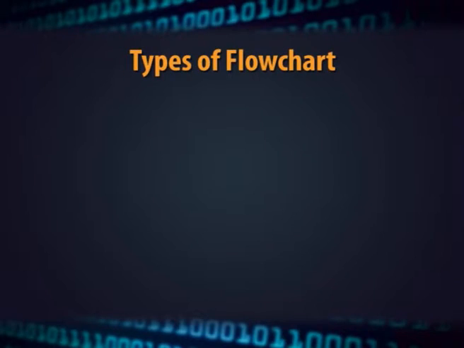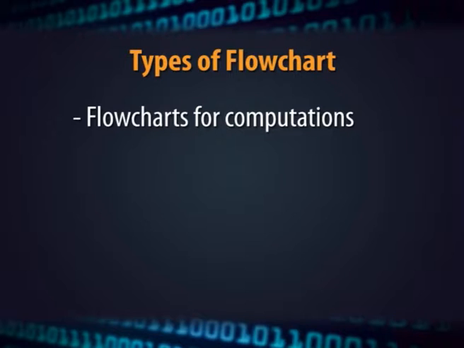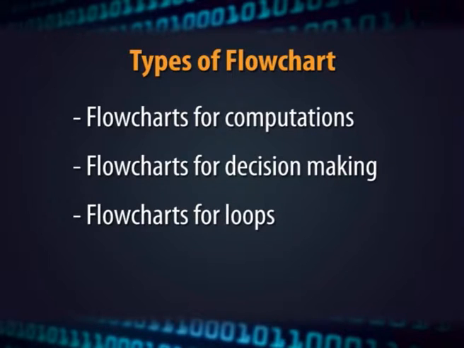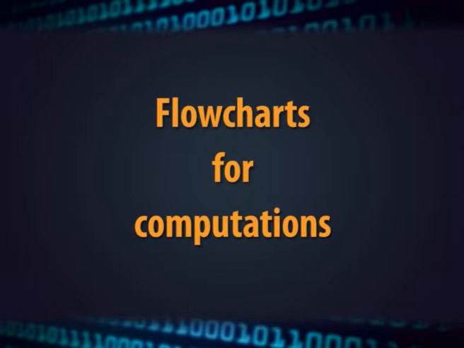So there are several types of flowcharts, and we are discussing a few of them here. First is flowchart for computation, next is flowchart for decision making, next is flowchart for loops, and last is predefined process.